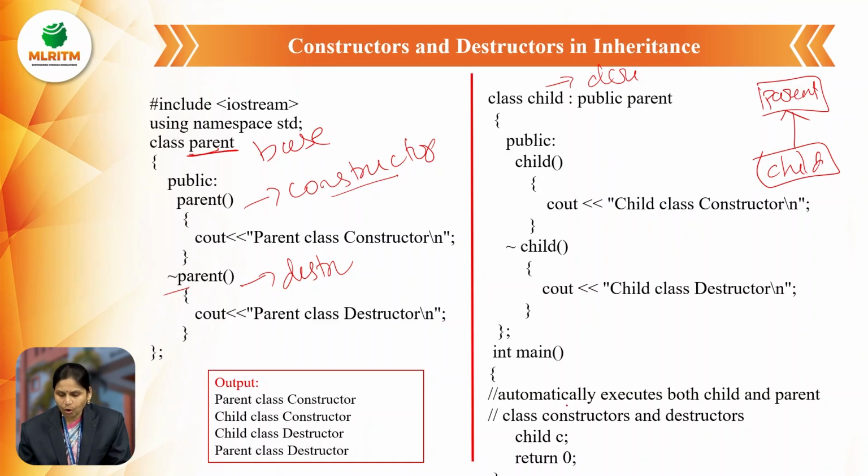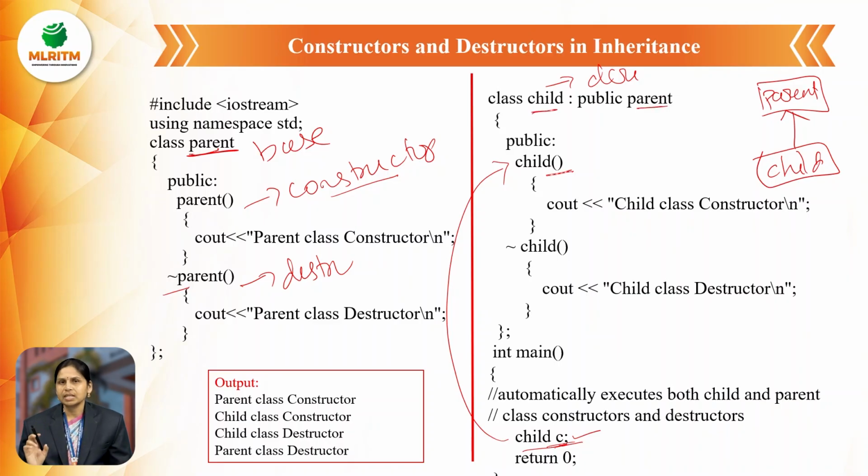In the main function, the object is always created for the child class only. When the object is created, it automatically executes the constructor. So the object is related to the child class. As per this, first it executes the child class constructor. But when the control goes to the child class constructor, first it verifies whether the parent class constructor is present or not, because the child is derived from the parent.